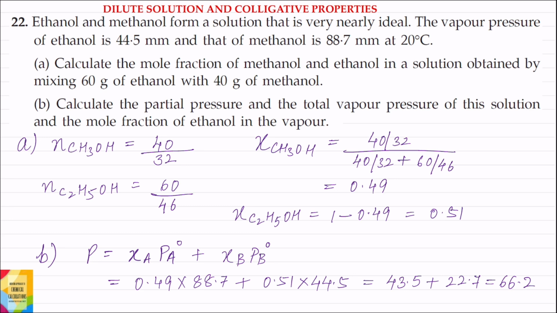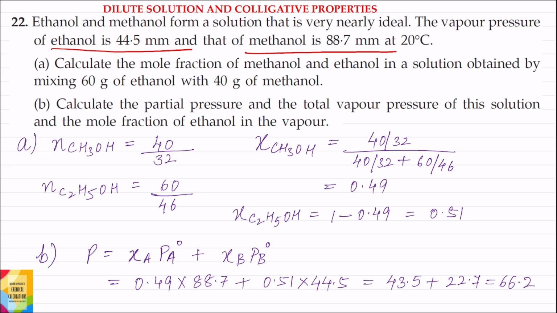Question 22. Ethanol and methanol form a solution that is very nearly ideal. The vapor pressure of ethanol is 44.5 mm and that of methanol is 88.7 mm at 20 degrees centigrade. A. Calculate the mole fraction of methanol and ethanol in a solution obtained by mixing 60 gram of ethanol with 40 gram of methanol. B. Calculate the partial pressure and the total vapor pressure of this solution and the mole fraction of ethanol in the vapor. इथेनॉल का वेपर प्रेशर गिवन है 44.5 मिलीमीटर एंड मिथेनॉल का वेपर प्रेशर गिवन है 88.7 मिलीमीटर.